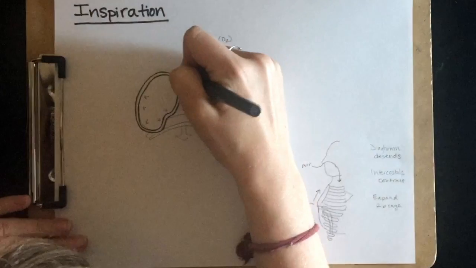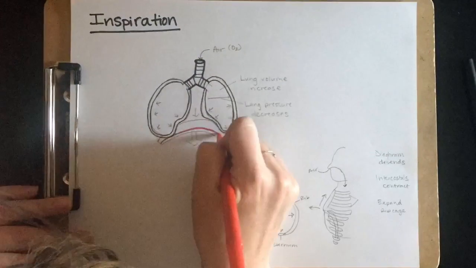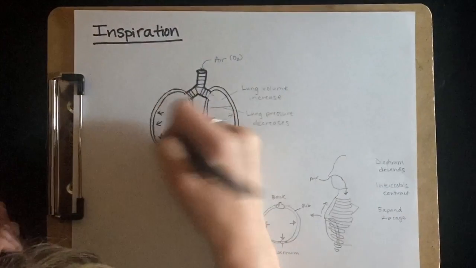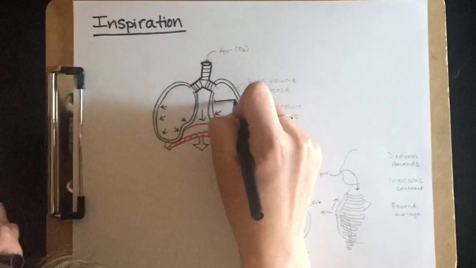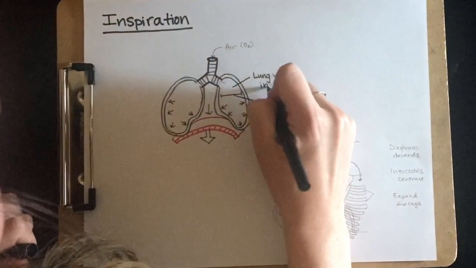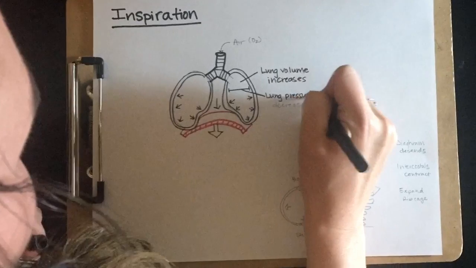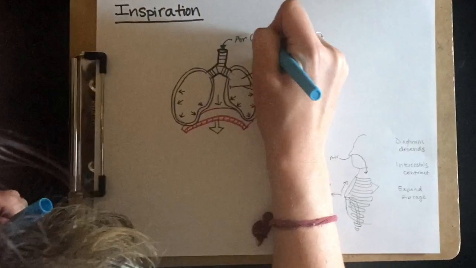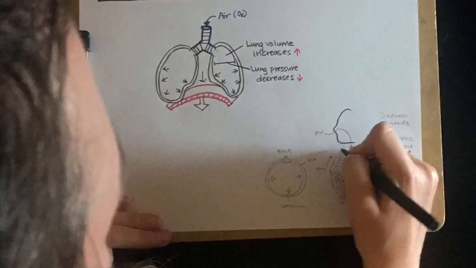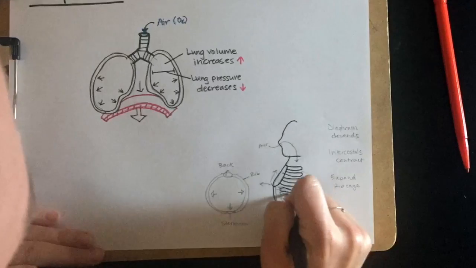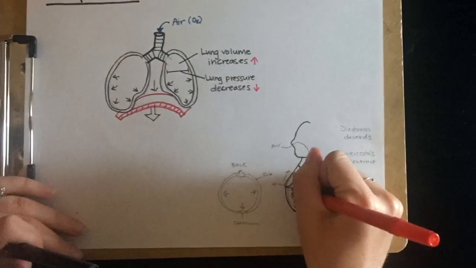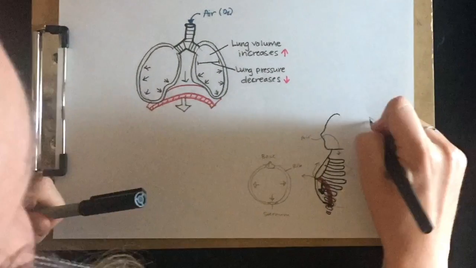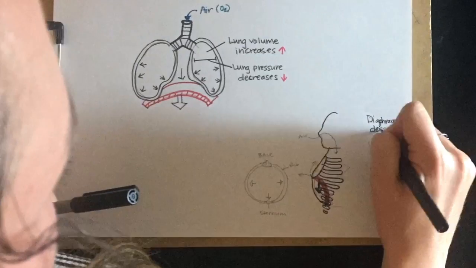So here we have the lungs and the diaphragm that sits below the lungs. In our lungs, we have a lung pressure, and outside of our body, we have atmospheric pressure. So gases and liquids like to travel from areas of high pressure to areas of low pressure. So in this case, the air will come in through the nose and the mouth and down the trachea into the lungs, and the lungs will expand.